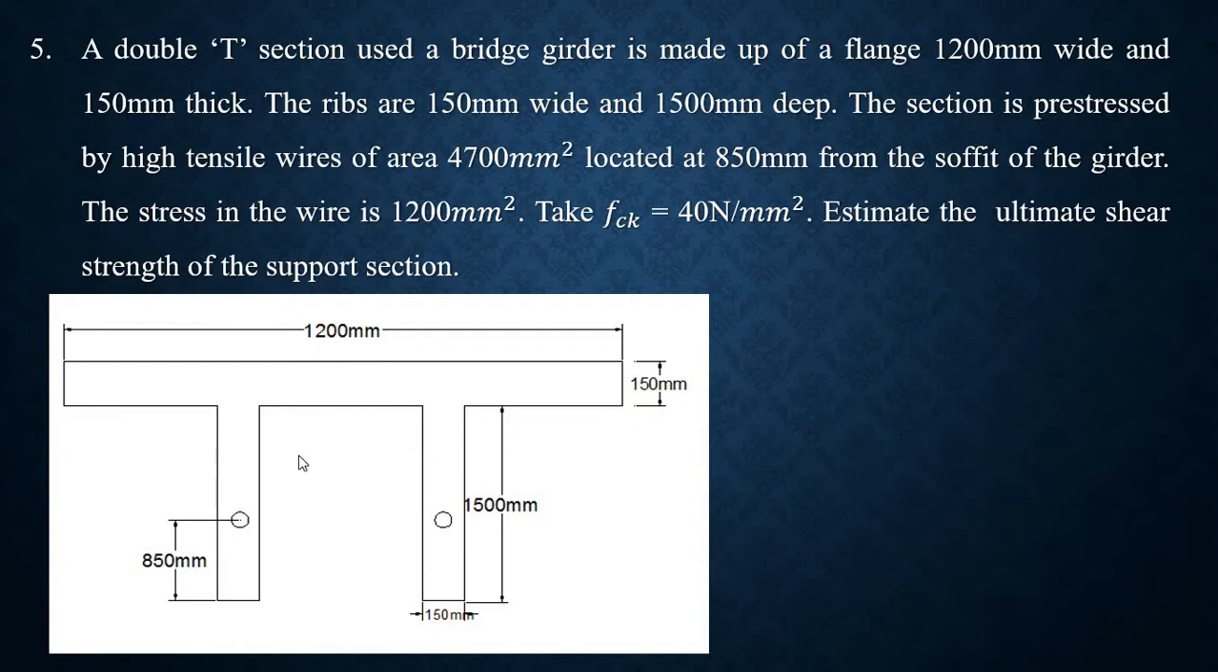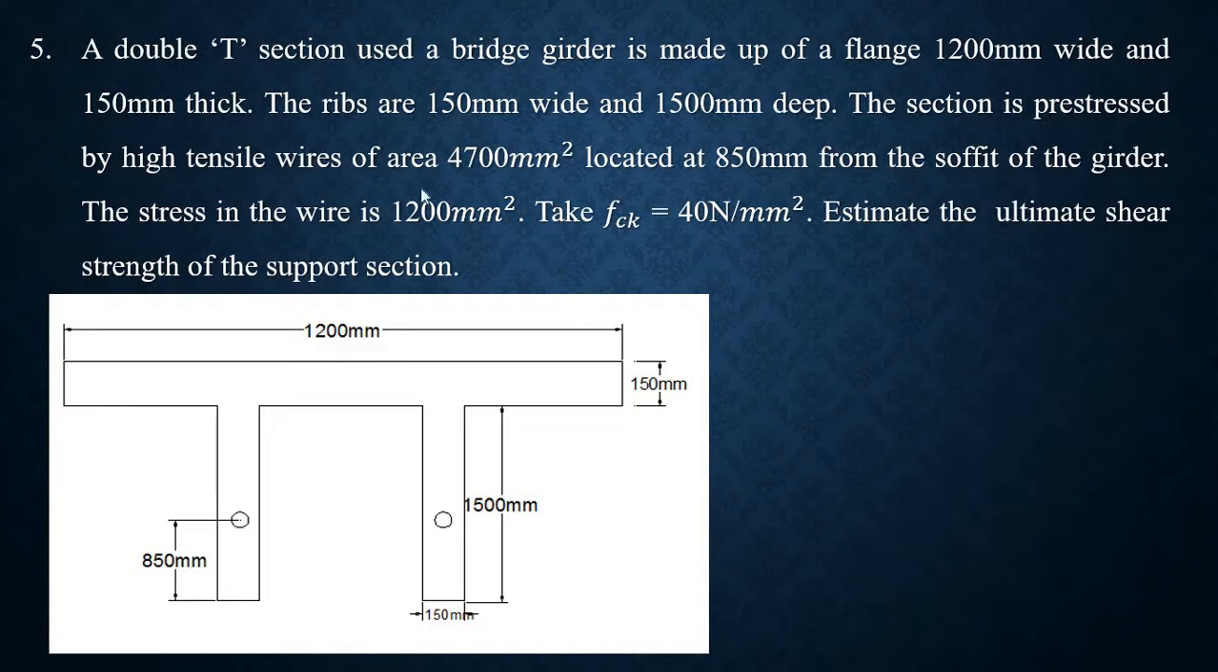They have given a T section, but it's a double T section. So this diagram is not given. We should write two T sections here. The complete width of the flange is 1200 mm and its thickness is 150 mm. You can see here I have mentioned the thickness as well as the width. Next is about the rib, or it is also called as web. The width is 150 mm and the depth is 1500 mm.